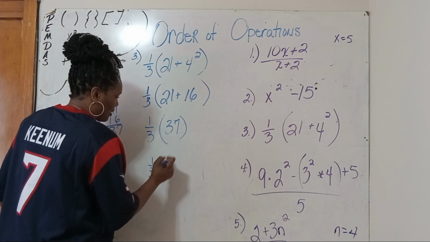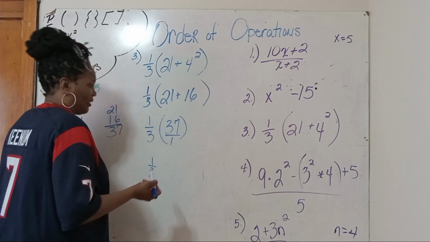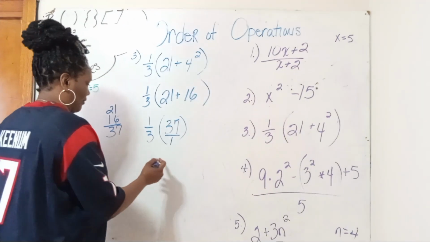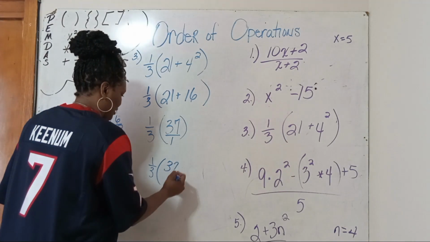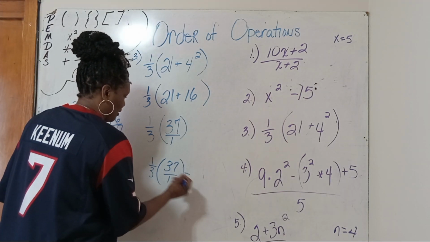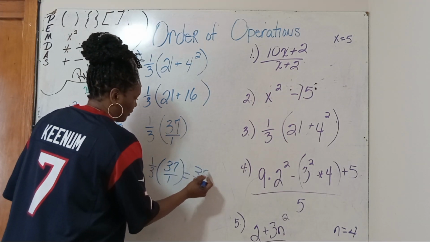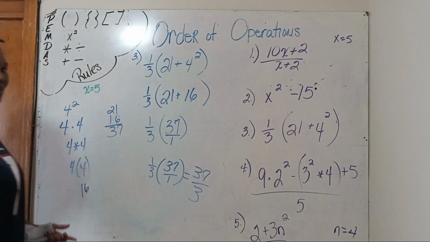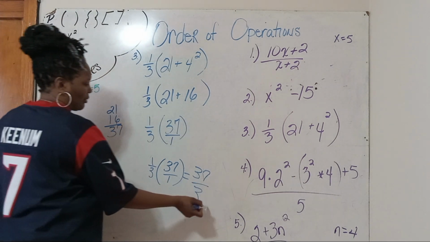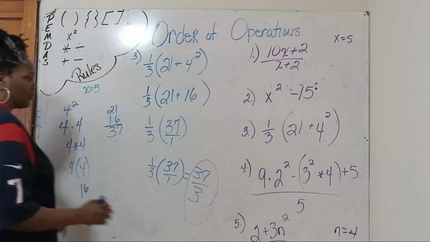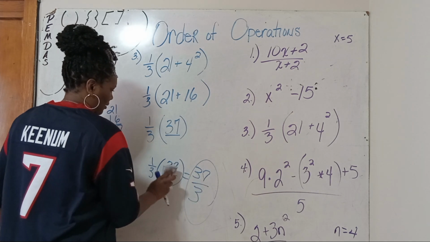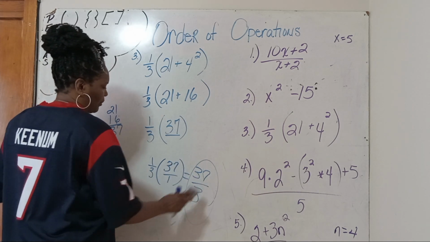1/3, and you can put a 1 under there because it still means 37. 37 over 1. 1 times 37, 37. 3 times 1, 3. 37 over 3. That's my answer. So 37 over 3 is my answer.